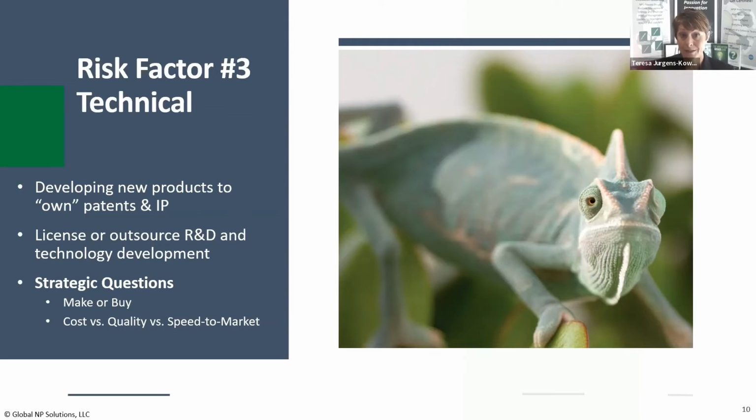You may also license your R&D in, having somebody else develop that technology. So as you're thinking about technical risk factors, you want to think about questions like, do I make or buy my products?